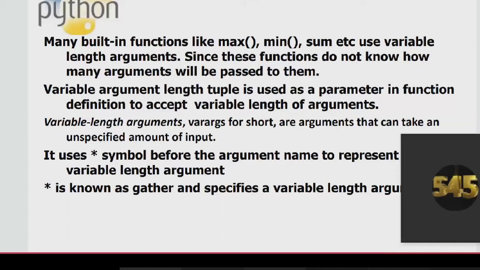Basically, prior to calling a function, you know how many values you are passing. So that many parameters there will be in the function definition, right? If I'm passing 2 values, there will be 2 parameters in my function definition. If I'm passing 3 values, there will be 3 parameters in my function definition. That's the rule actually, right?